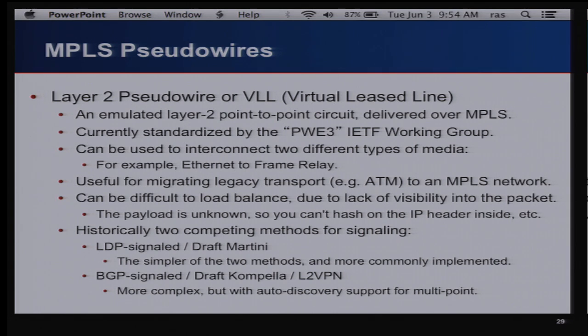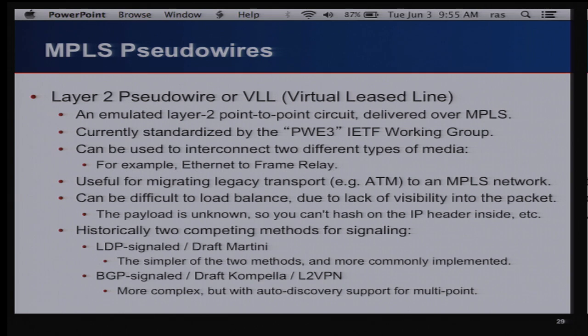There's a PWE3 IETF working group that's standardizing this. There's the Metro Ethernet Forum. There are all of these different competing organizations that all have their own way to describe the particular service. But basically all you're doing is emulating a layer 2 point-to-point circuit and delivering it over MPLS. So if you were to sell a customer transport from Los Angeles to Chicago, it would be like giving them one really big, long Ethernet circuit. They put the frame in on one side, it comes out on the other side.